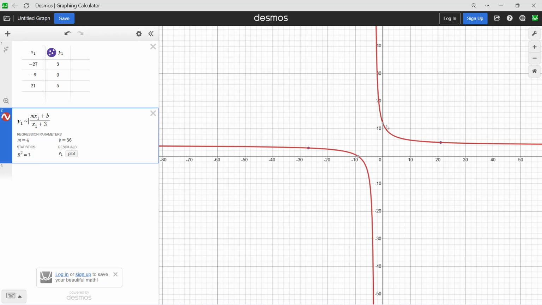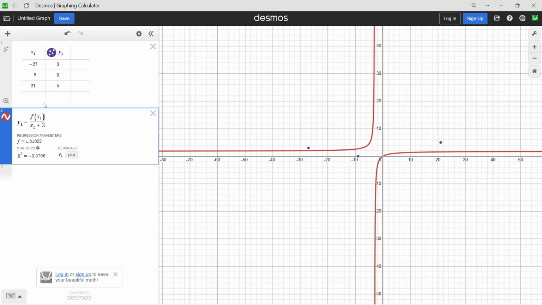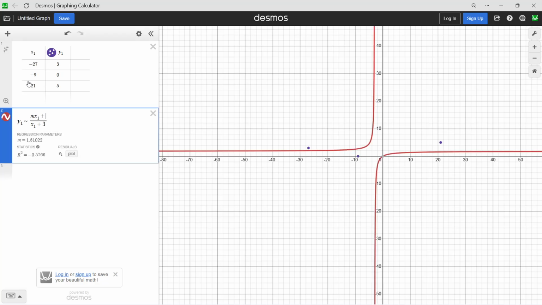And notice how it's gone right through those dots, through those points. If I put f of x on the top, it's not going to know how to make a regression. It's trying to make two different regressions out of the same values, and it's not going to know how to do that. Look at it. It misses the points. You can see that right on the graph. So I'm going to put back mx1 plus b.